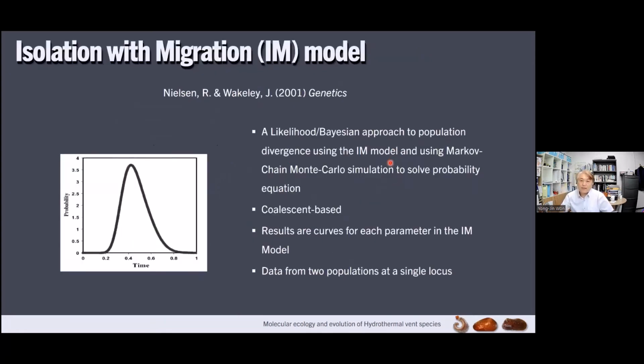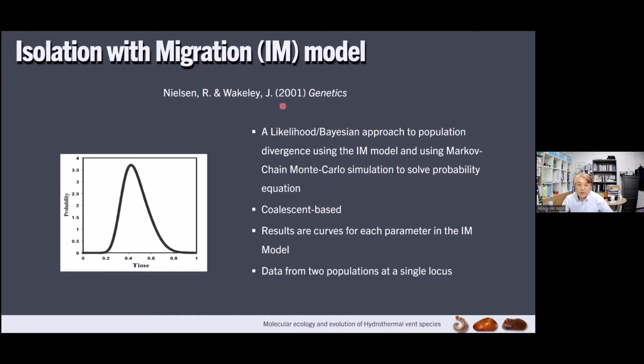So the IM model is intended to incorporate these scenarios under a statistical probabilistic model. They use a Bayesian approach for this population divergence using this 6-parameter model, and they use Markov chain Monte Carlo simulation to solve a probabilistic equation to get the estimates of the 6 parameters. This genetic model is based on coalescence, and the result, as shown here on the left side, is a curve for a certain parameter, here splitting time; the value of time will have a probabilistic value curve.